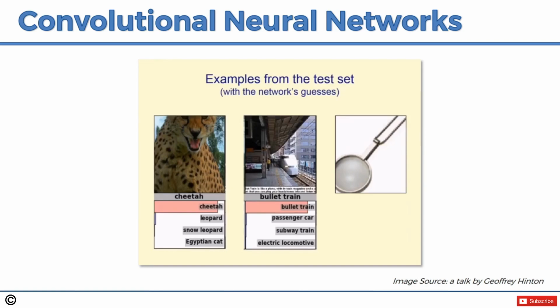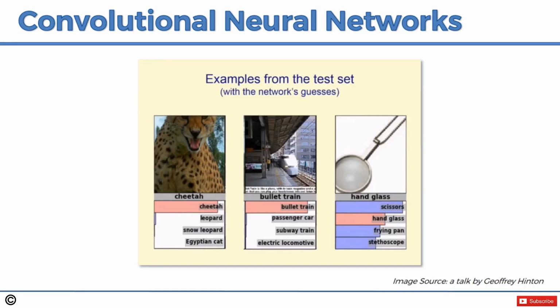So what do you think the last one is? There are a couple of options, right? It's not very clear what it is. It could be a frying pan, it could be a magnifying glass, it could be even maybe a pair of scissors, some might say. Well, the neural network said it was a pair of scissors. But you can see how you can go wrong here.